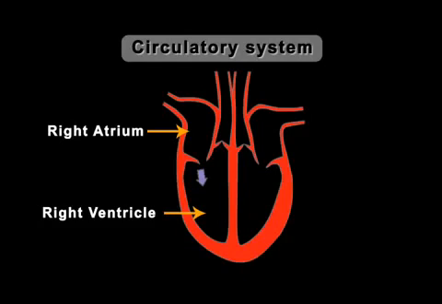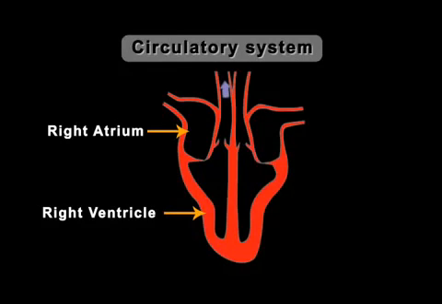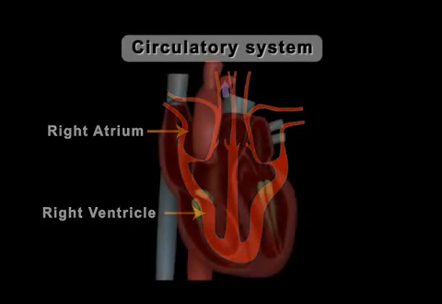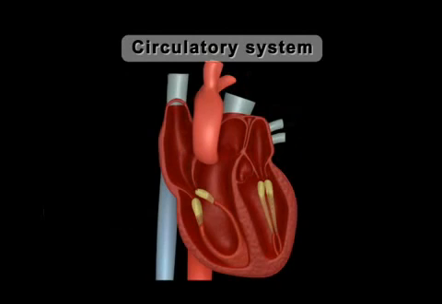The right ventricle then contracts, pushing the blood into the pulmonary artery, which carries deoxygenated blood to the lungs for oxygenation. Lungs oxygenate the blood and send it back to the heart, starting the circulatory cycle yet again.